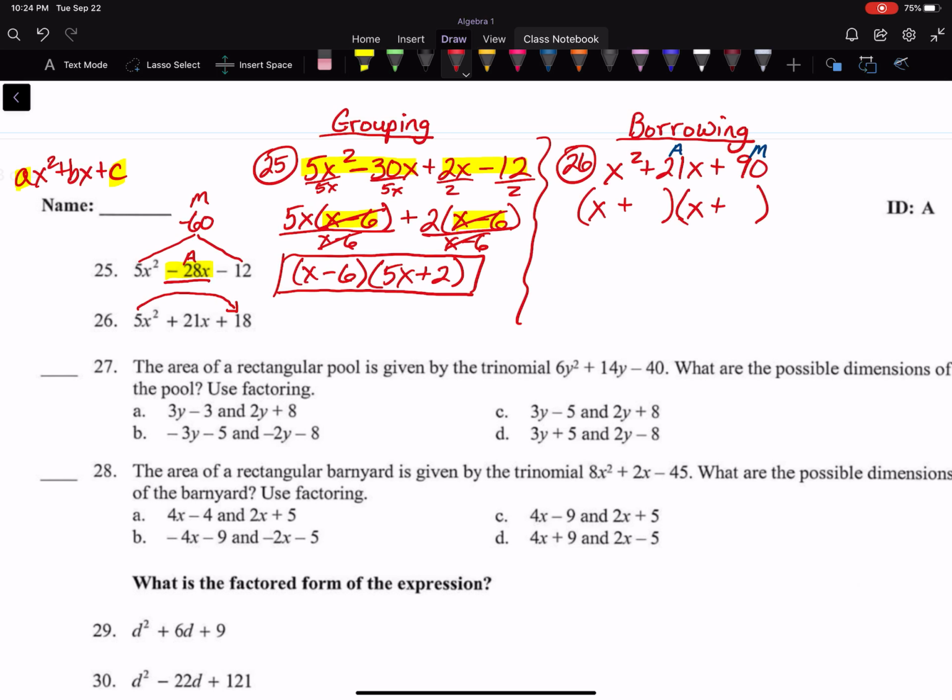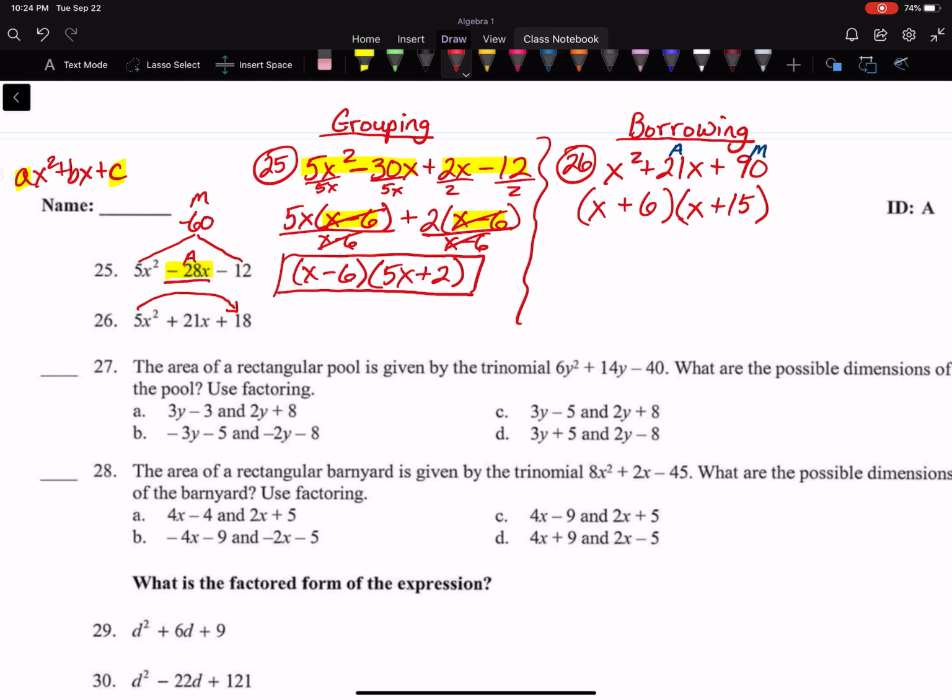6 and 15. What did I say? 4 and 15? I was silly. 6 and 15. Sorry about that. Is that right? 6 times. Yes. Okay. Now we're cooking with gas. We're good. 6 times 15 is 90.